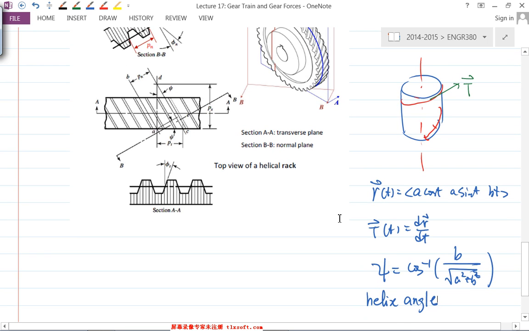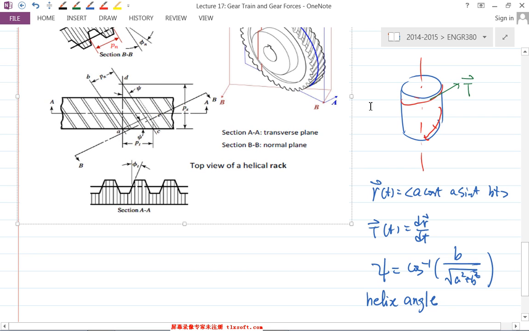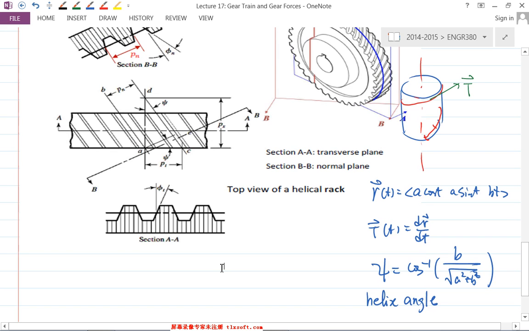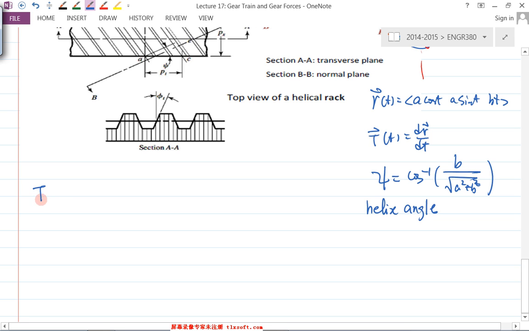So let me expand this one a little bit, just to make it bigger. Okay. So for example, this one here is the front view. That front view is what we call the transverse plane. This is the AA, and the BB is what we call the normal plane. So there's a subscript T and a subscript N associated with the two planes here.